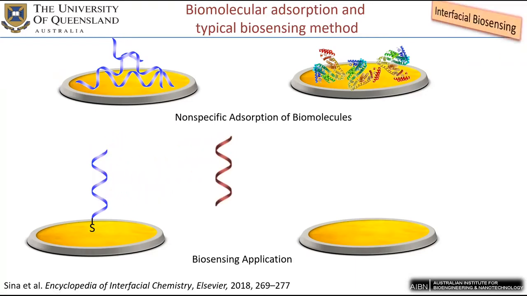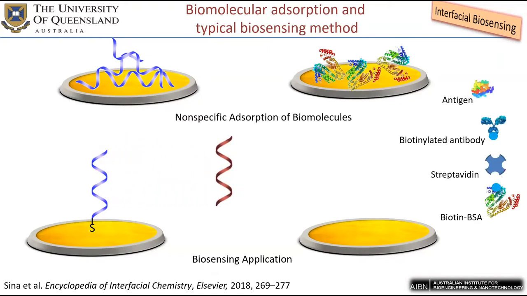And then, once the single-stranded DNA is functionalized in an upright conformation, the target DNA is usually passed through the sensor surface, which then binds with the functionalized DNA. So if there is binding, it's a positive signal. If there is no binding, you get a negative signal.